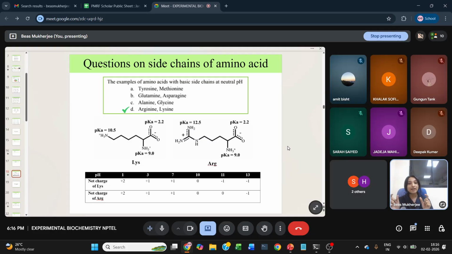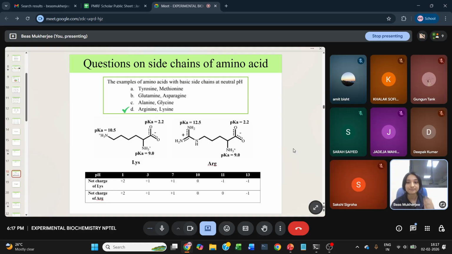Okay, so the pKa values of lysine and arginine are both given. Now arginine has the highest pKa value for the side chain. Okay, so that is 12.5. Remember this, the examiners ask. Okay, so arginine has the highest pKr value and that is 12.2. Now interestingly, if you look at this table down, the net charge of lysine at different pH is given. Net charge of arginine at different pH is also given. Why is that so? How is that so? I'll explain to you now.